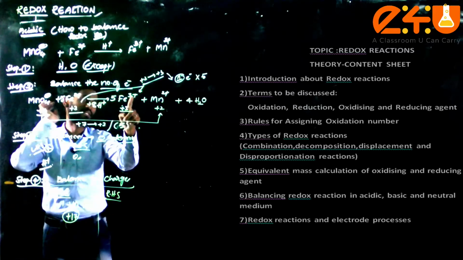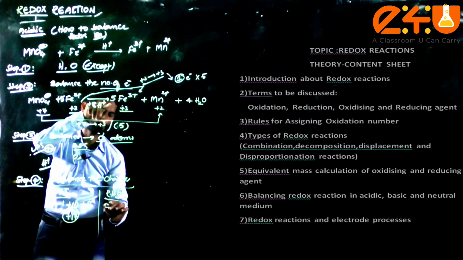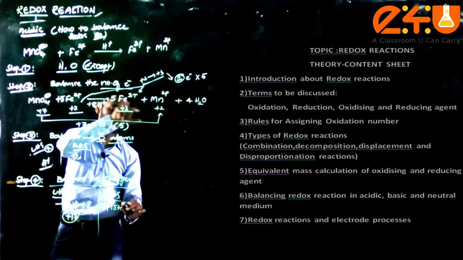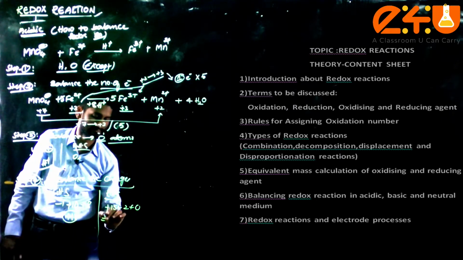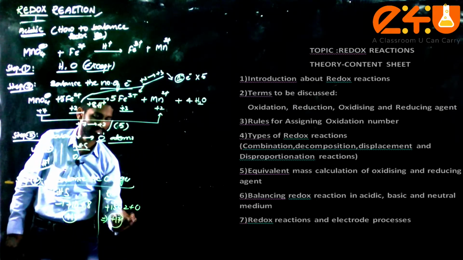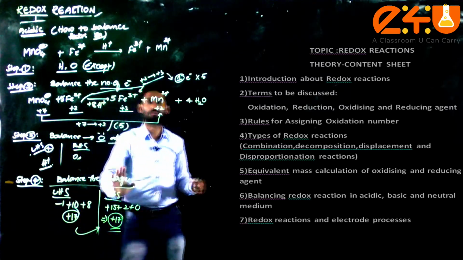Come to the RHS part. Next, here how much is there? Plus 3. How many moles? 5 moles. 5 into plus 3 is plus 15, plus 2. The water molecule has neutral charge. That's why it is equal to plus 17. Plus 17 and plus 17, both are the same or not? That's why the equation got balanced.